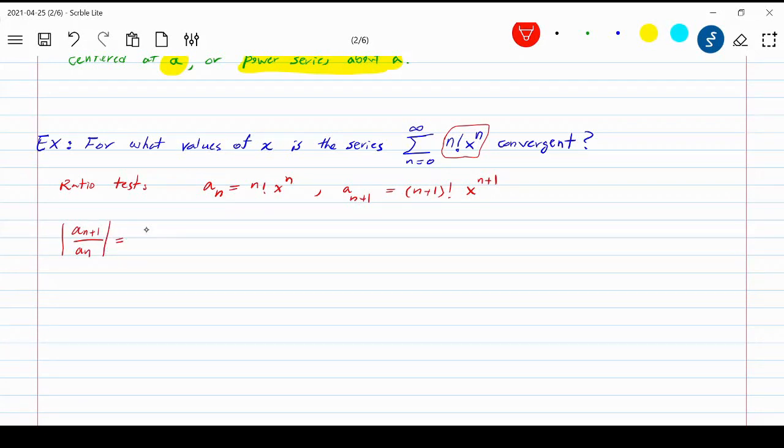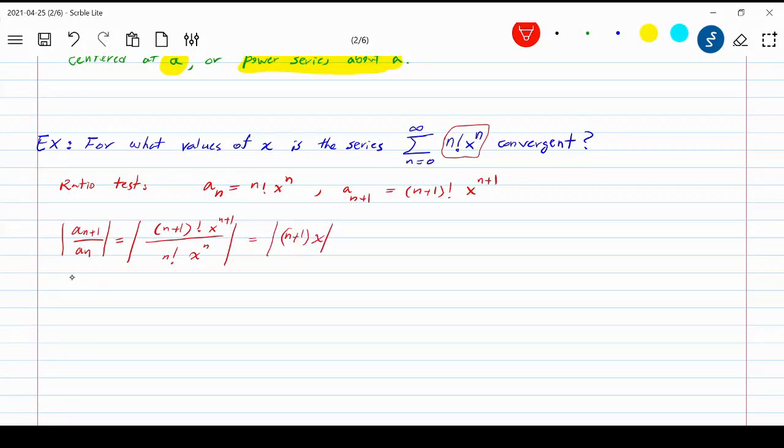And what is this ratio? This ratio could be calculated. We don't really need the absolute value in this case because we know it's positive, but let's keep it because we don't have any information about x. So we have a(n plus 1), which is (n plus 1) factorial multiplied by x to the power n plus 1, divided by n factorial times x to the power n. And if we simplify, remember (n plus 1) factorial divided by n factorial is simply n plus 1. And x to the power n plus 1 divided by x to the power n is simply x.